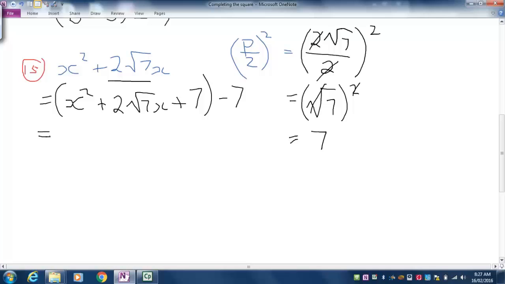to ensure that it's still equal to the lines above. Now I factorise x squared plus 2 root 7x plus 7, and remember that our factor at the end, our last term, is going to be the square root of that constant that's on the end. So the square root of 7 is root 7. We square that, and then don't forget to subtract that 7.